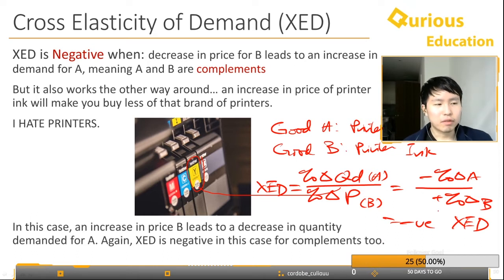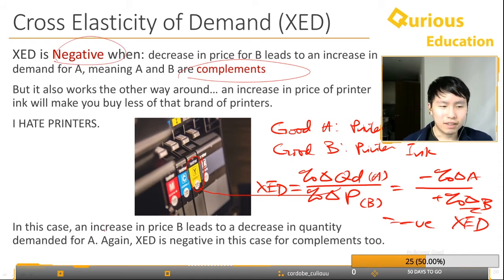So this is the other way around, because we are buying less of the other good because there's an increase in price of good A, good B. So we're buying less of good A because of the increase in price in good B. So no matter how you try to interpret this, whenever the goods are complements, they're going to have a negative XED. So just keep that in mind, and that would be quite useful later on for our questions.